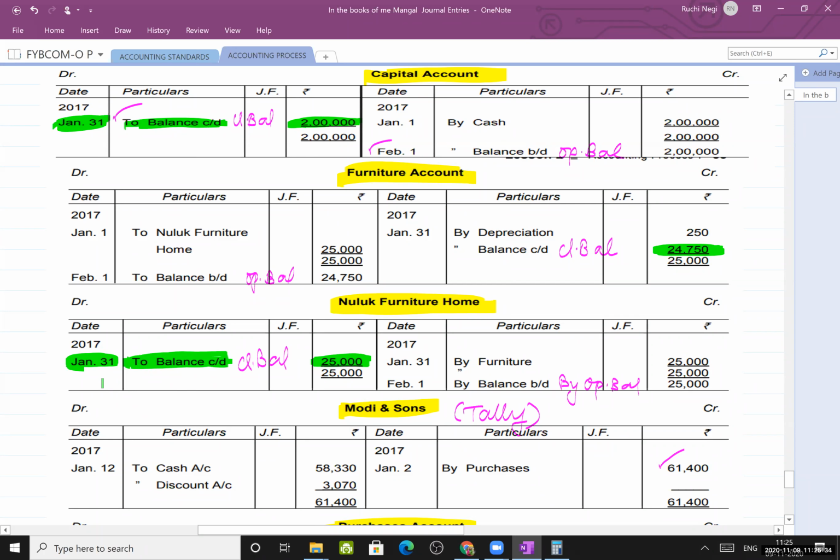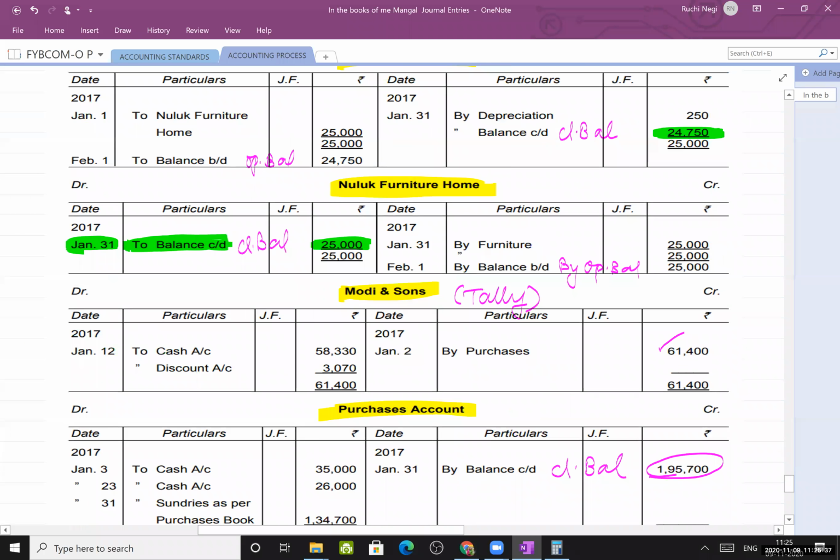Next, come to Modi and Sons' account. From Modi and Sons on 2nd January we had done purchases of 61,400, and on 12th January we paid him cash and we got a cash discount also. So the account tallies. It is a full settlement, obviously, so the account will tally. We bought for 61,400 on 2nd January and paid by 12th January, so he gave us a cash discount.